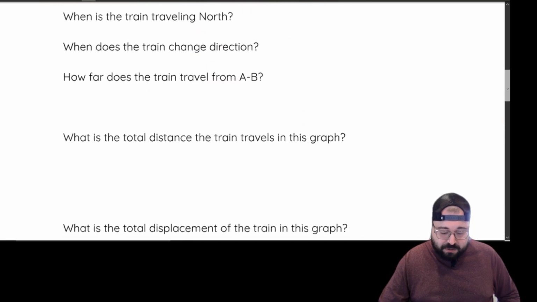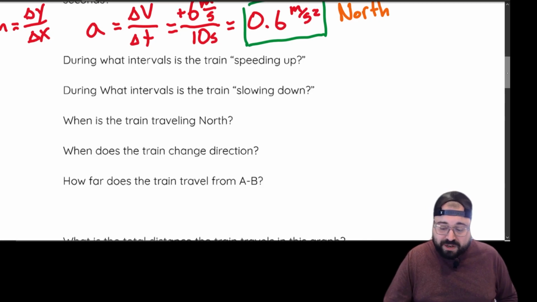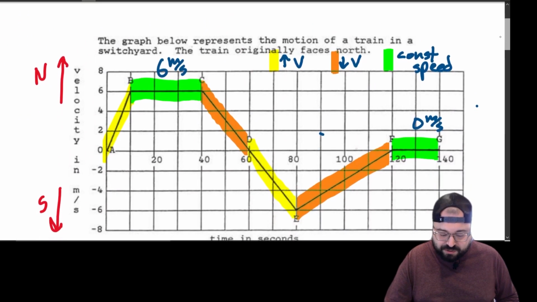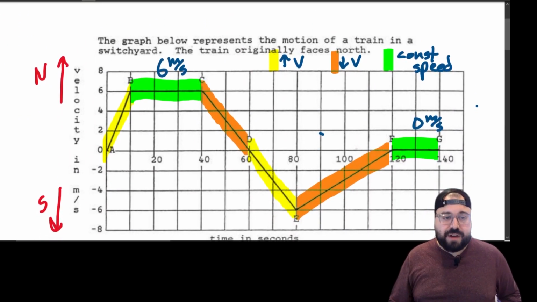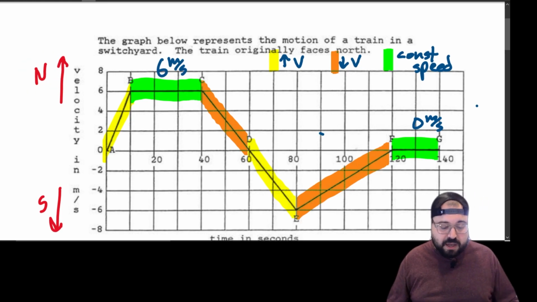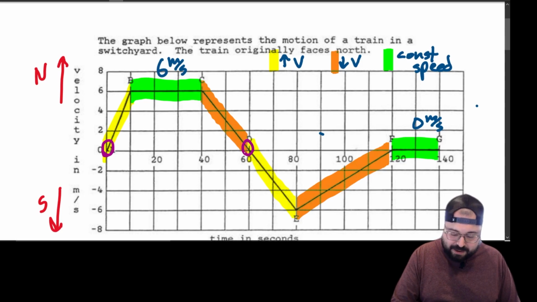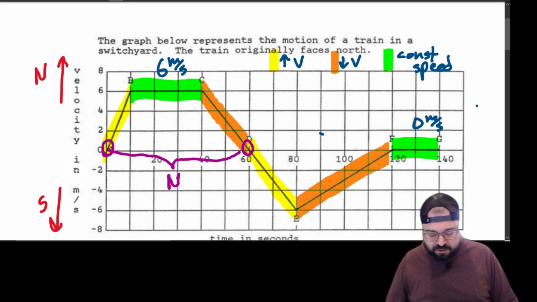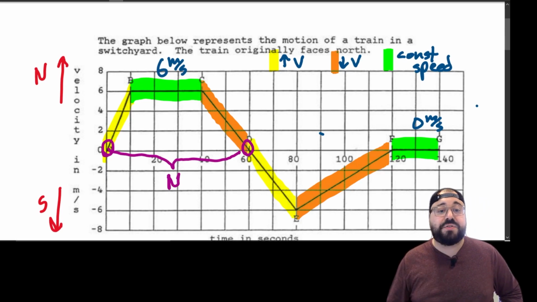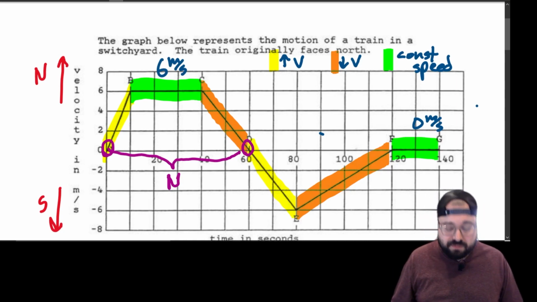So let's see what questions we answered here. We answered, when is the train speeding up and when is the train slowing down? But when is the train traveling north is now an interesting question, right? It'll be traveling north whenever our train has a positive velocity. So our train has a positive velocity from A the entire time until D. So from A to D, we have a positive velocity, so we're traveling north. Then when is the train traveling south? Well, we'll be traveling south whenever we have a negative velocity.